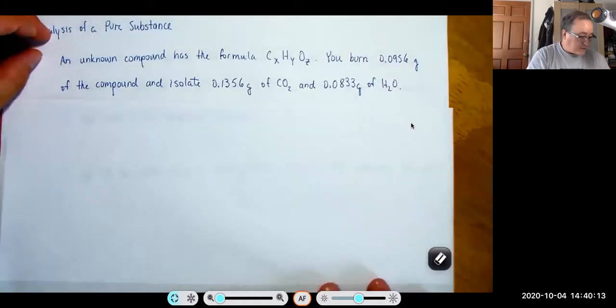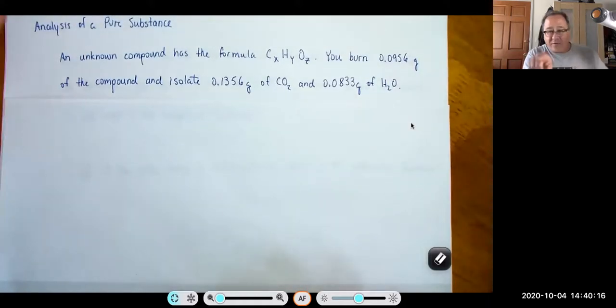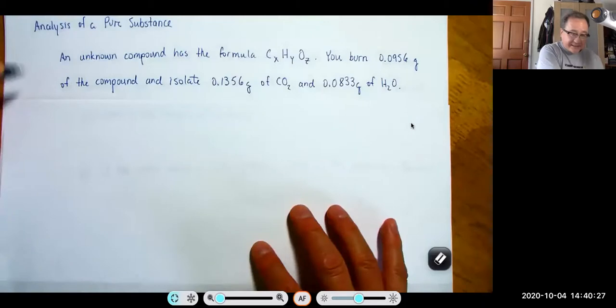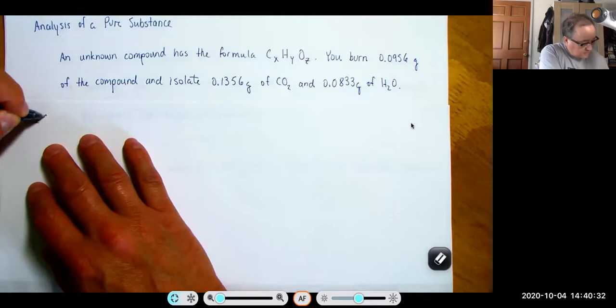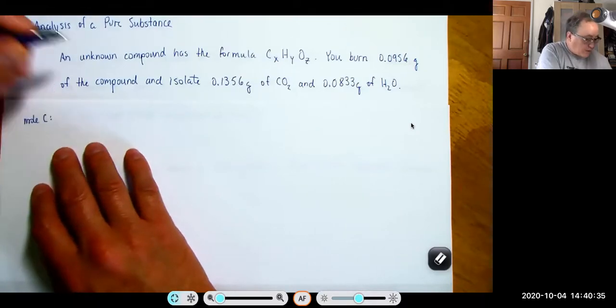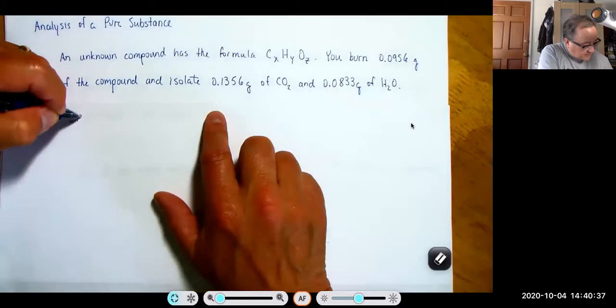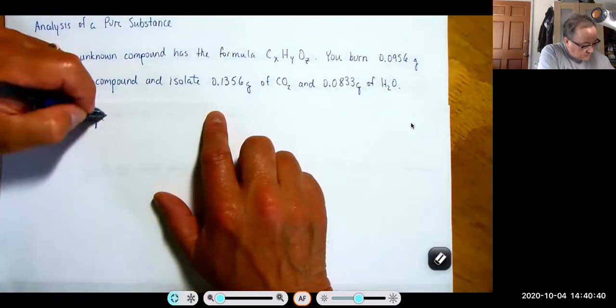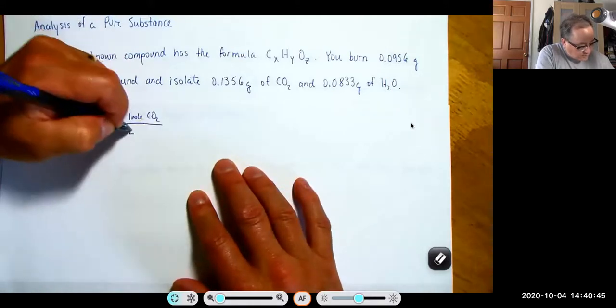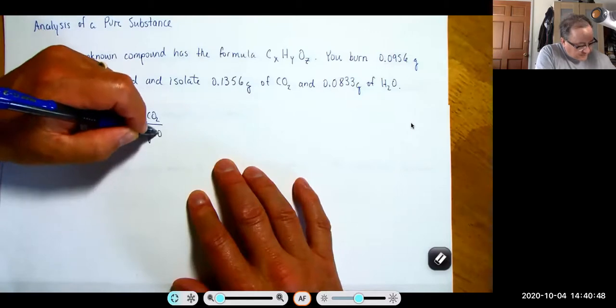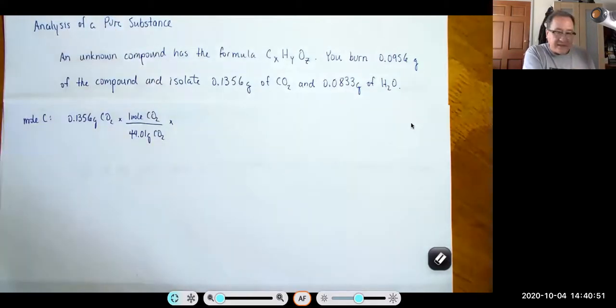And then you can turn the video on and kind of fast forward it to where I get the answer and see if we get the same thing. But you also want to compare the work that I do compared to the work that you do and see that it's very similar. So here, I'm going to go ahead and list these things so that you know exactly what I'm doing. So here, the moles of carbon, we're going to start off with 0.1356 grams of CO2 times 1 mole of CO2 per 44.01 grams of CO2.